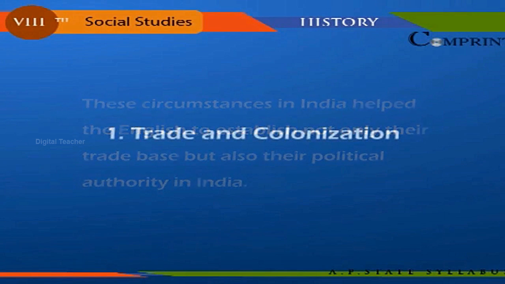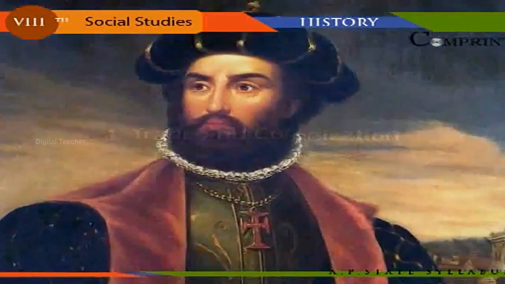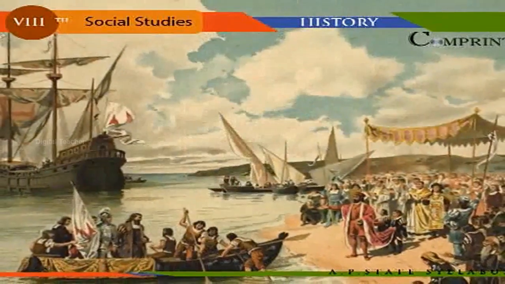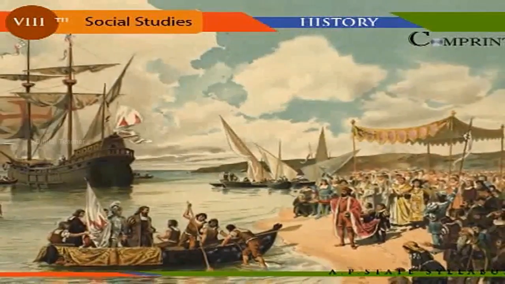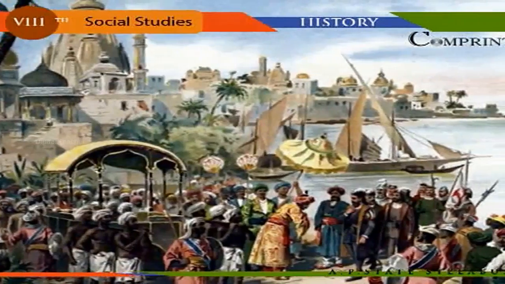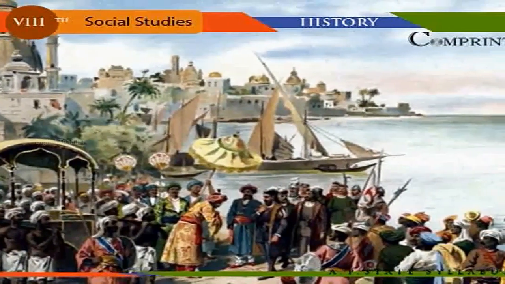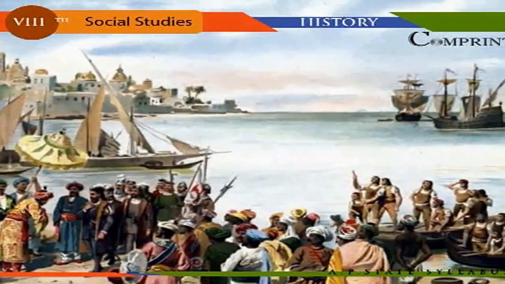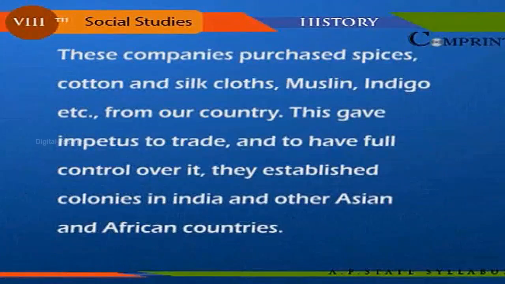Trade and colonization. Trading companies from different European countries like Portugal, Denmark, Holland, France, and England were formed to trade with India and other parts of Asia. These companies came to India and established their trade centers, which were called factories, the places where factors or officials of their companies worked. These companies purchased spices, cotton and silk cloth, muslin, indigo, etc. from our country. This gave impetus to trade and to have full control over it.